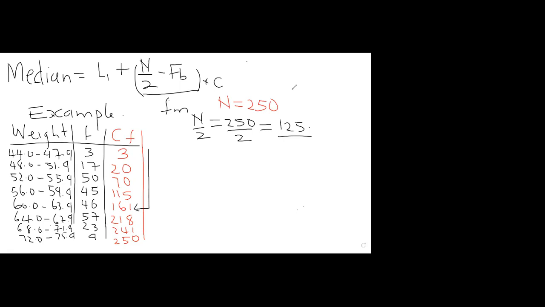I want you to understand the median: you have arranged the 250, like people now, the army is recruiting and they arrange you according to weight. So how do you search for the 125? You want the middle weight. The first three are not close to the middle: 20, 70, 115. Now when you reach 160, it means you have bypassed, or the person you are looking for is in that group. So you circle that class.